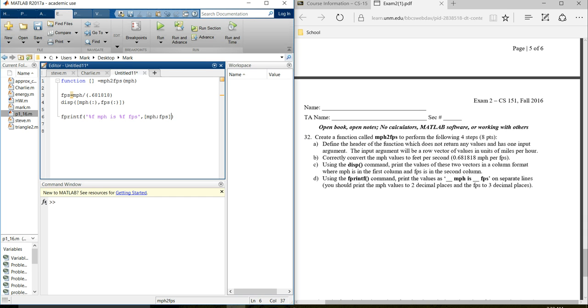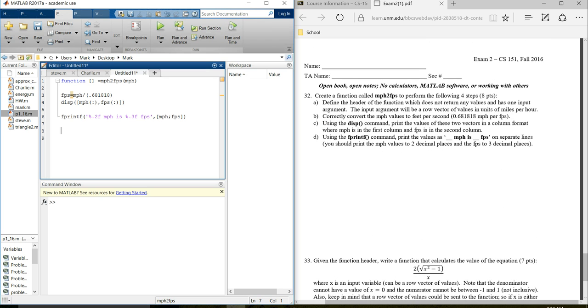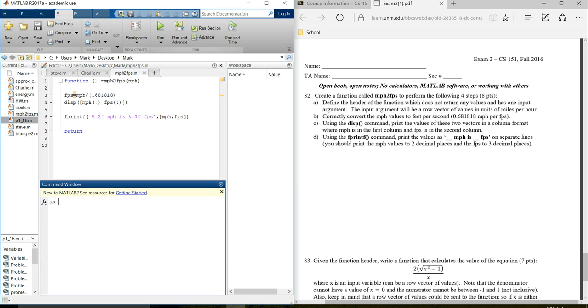And then I come back. You should print the mph values to 2 decimal places. So I just say 0.2, and the FPS to 3 decimal places. So I say 0.3, and that's it. That's all we had to do. Return and save as mph2FPS. And I hope I did it right.